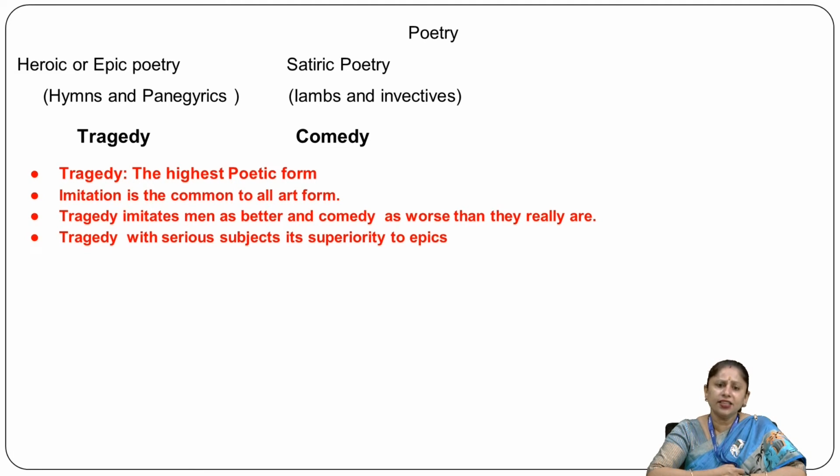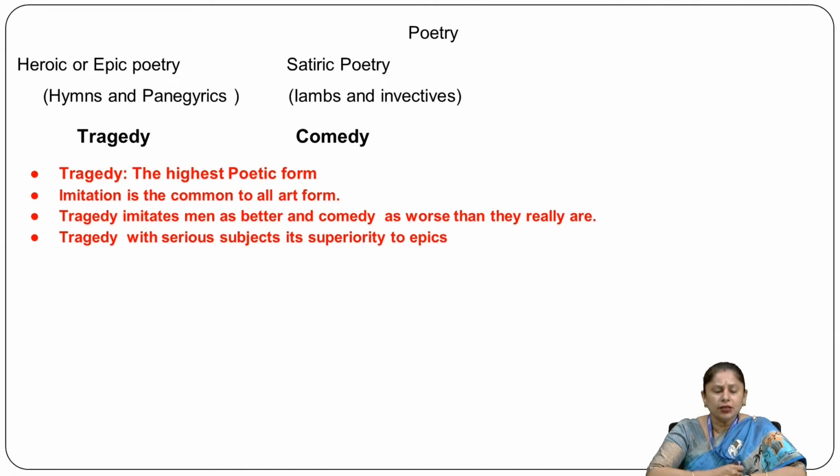Tragedy is the highest poetic form. Imitation is common to all art forms, and tragedy imitates men as better and comedy as worse than they really are. As I told you, the genuine imitation of real life is known as tragedy, and the worse imitation of real life is comedy. Tragedy deals with serious subjects, and has superiority to epics.